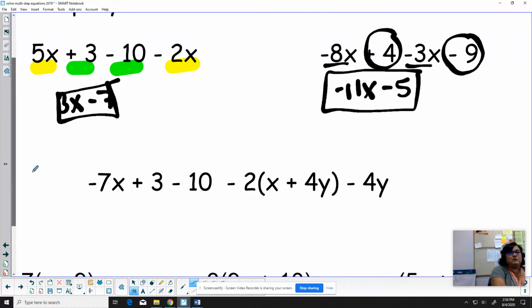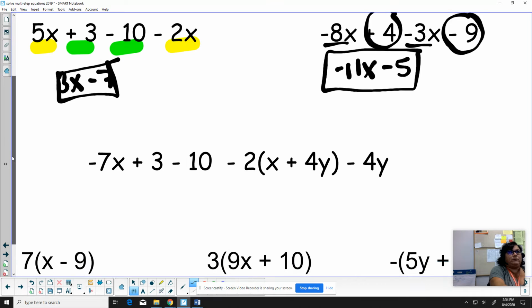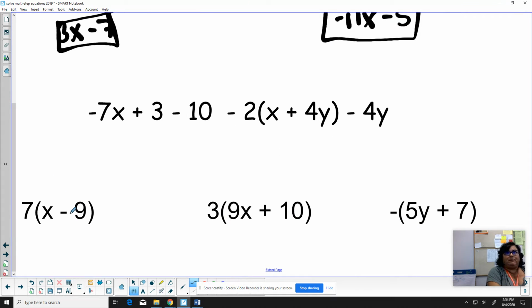Okay, notice this third one is long. It's got a little distributive property, and I think we'll do that one in a second. Distributive property we learned back in 7th grade, and I know you did it again in 8th, and here it is again. It's not going away. So 7 times x is 7x, and 7 times negative 9 is negative 63. And because this one has an x and this one doesn't, I'm done. Okay, hit pause. Try this one.